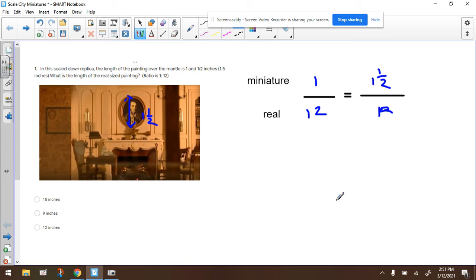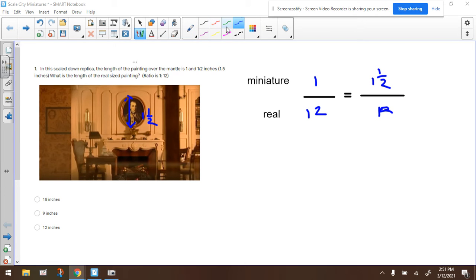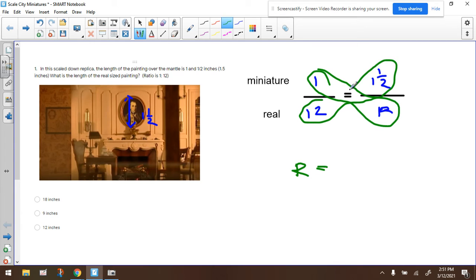All right, so we have a couple options. One thing that you can realize is that if we multiply this by 1.5, we can do the same thing with the 12. 12 times 1.5 will give us the answer. Or we can use cross products. So if we use cross products, we're talking about 1 times r equals r. And this cross product would be 12 times 1.5.